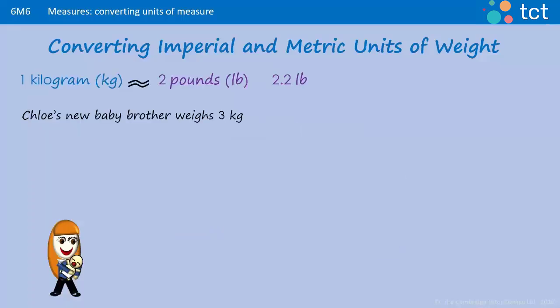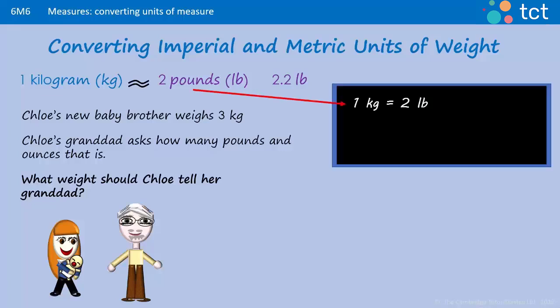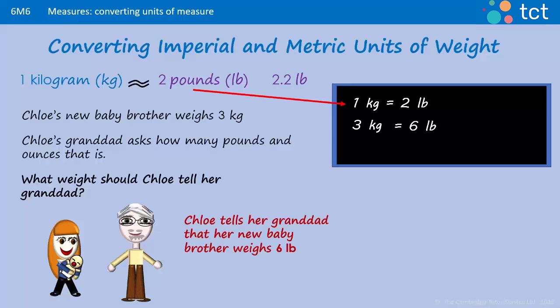Chloe's new baby brother weighs 3 kilograms. Chloe's granddad asks, how many pounds and ounces is that? What weight should Chloe tell her granddad? Using the simpler conversion first, 1 kilogram is approximately equal to 2 pounds. Then 3 kilograms will be 3 times that, which will be 6 pounds. So Chloe could tell her granddad that her new baby brother weighs 6 pounds.